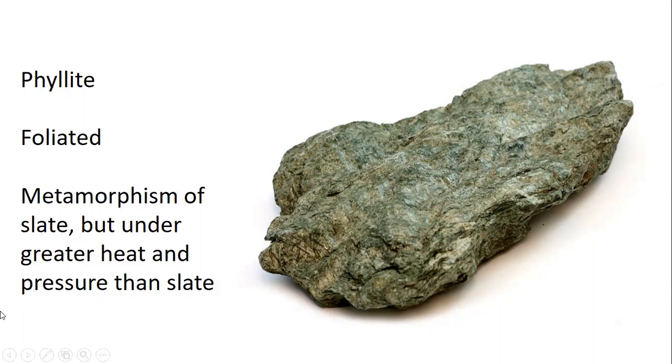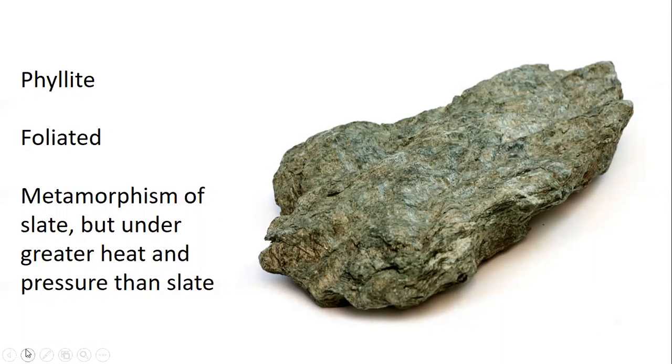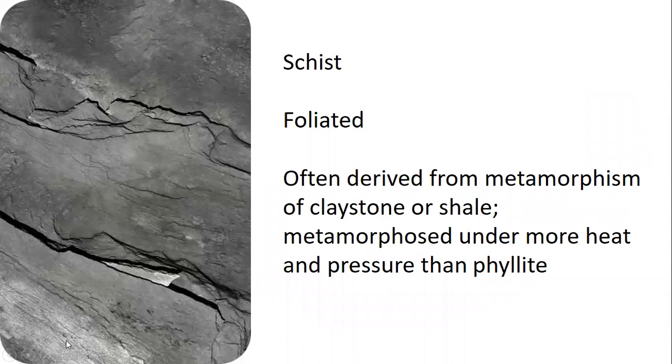So if we go back, you can see that slate was from shale. So it goes from shale to slate. If we have even more heat and pressure, it goes from slate to phyllite. Schist is also foliated, often derived from metamorphism of claystone or shale, metamorphized under more heat and pressure than phyllite. So as the heat and pressure increases, different minerals rearrange and become totally different types of rock.